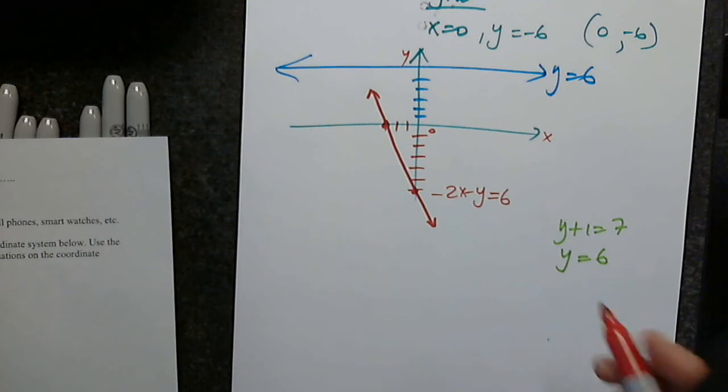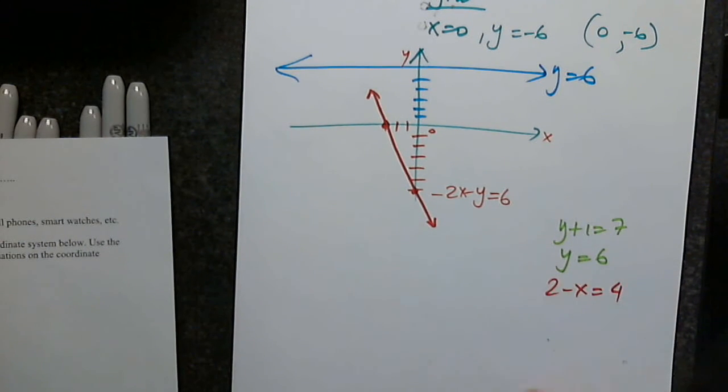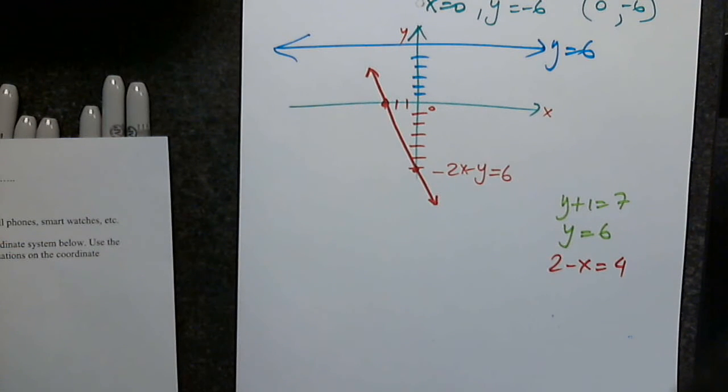2 minus x equals 4. Again, you don't have to put all of them on the same coordinate system. I'm just lazy.